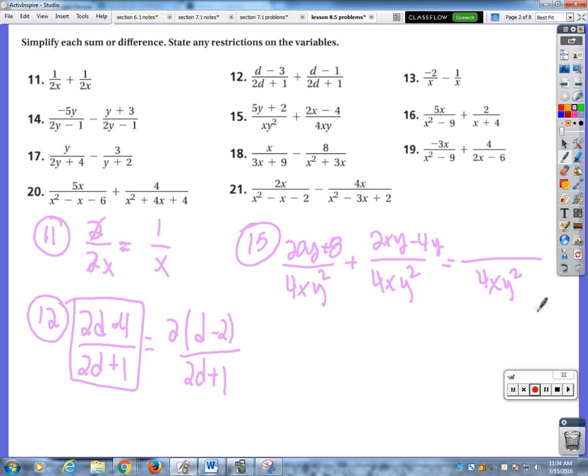Okay, and then this made many of you yesterday unhappy because the 4xy squared on the bottom we feel good about. But on the top, what are the only like terms that we have? The y's. So 20y's take away 4y's is 16y's. Plus 2xy plus 8. Which isn't very pretty.